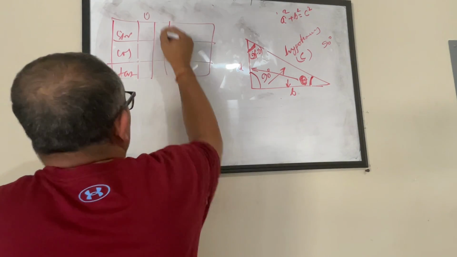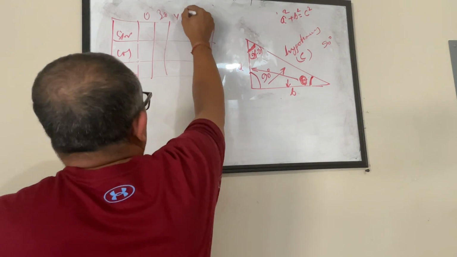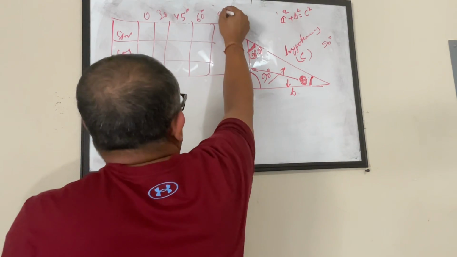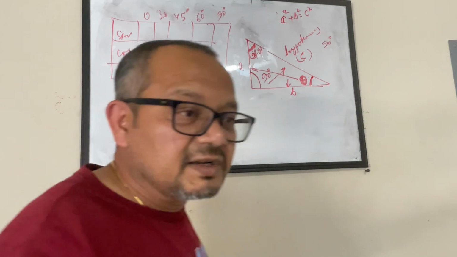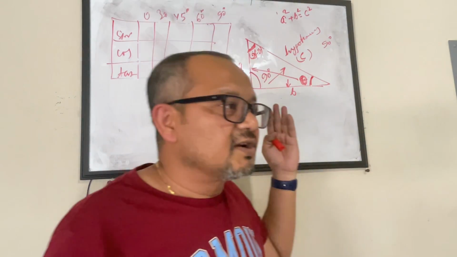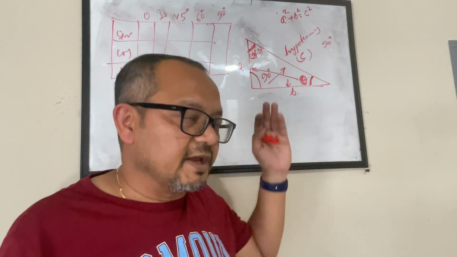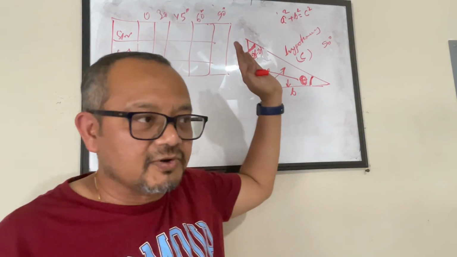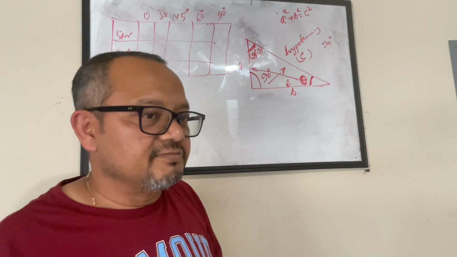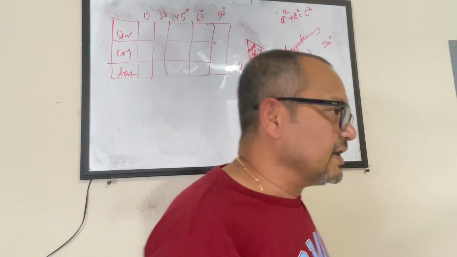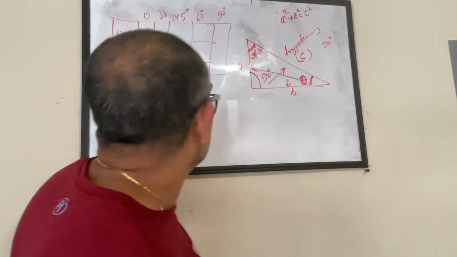0 degrees, 30 degrees, 45 degrees, 60 degrees and 90 degrees. So these are some standard angles for which we end up finding the value. I have already tried to find the values for these angles in one of the previous classes, and whenever we feel like finding them out, we can certainly do that.